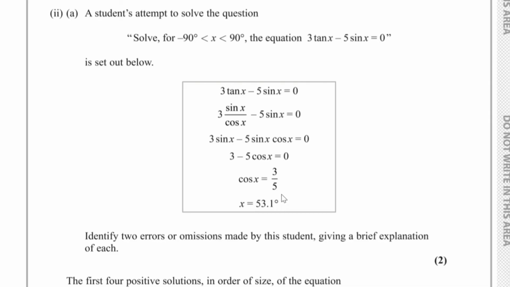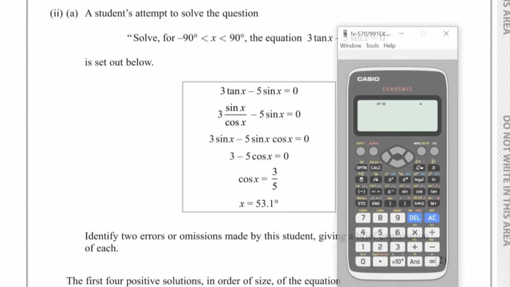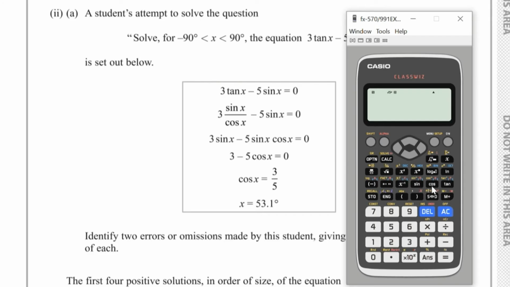Now, with the 3 minus 5 cos x equaling 0, they rearrange successfully to get cos x equals 3 over 5. So if I do the inverse cos of 3 over 5, we get 53.1, which is what they got.